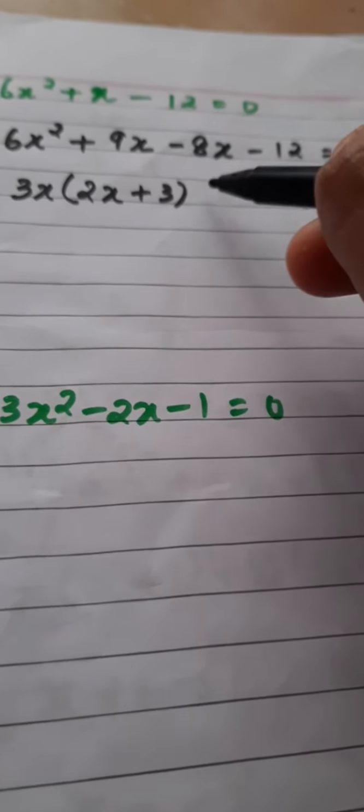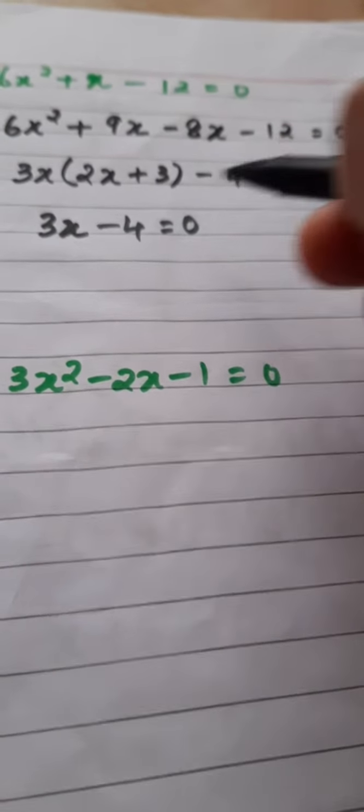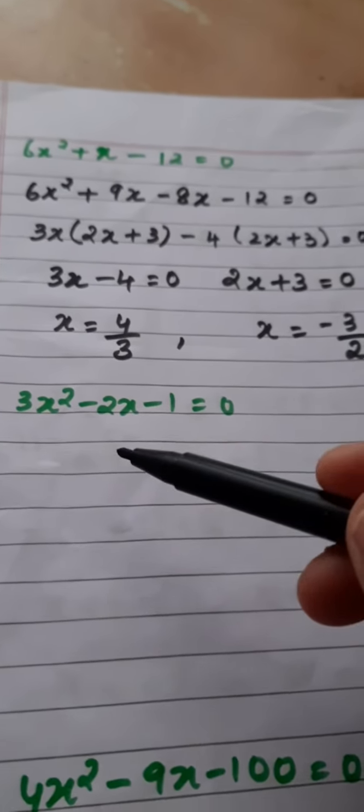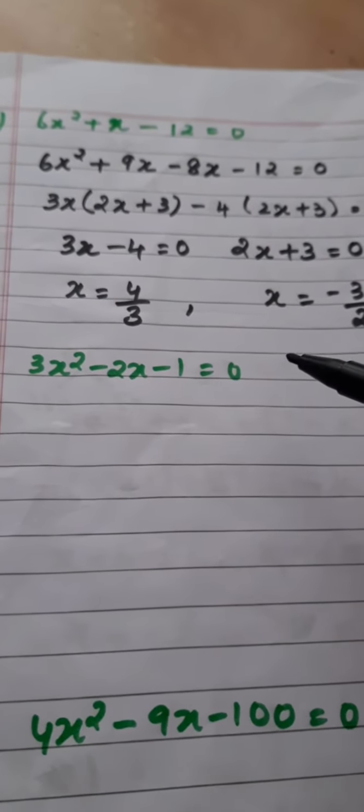So here 4 minus 4, so 8x minus 12. So 3x minus 4 equal to 0, 2x plus 3 equal to 0. So we can write it as x equal to 4 by 3 and x equal to minus 3 by 2. Next, 3x square minus 2x minus 1 equal to 0.